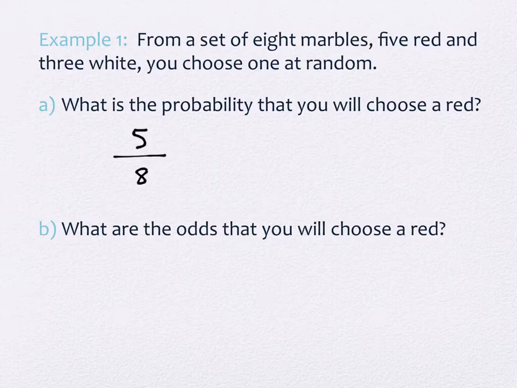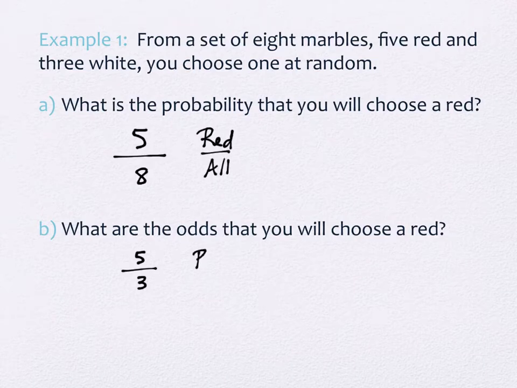Odds, which is part B, that I will draw a red, takes my 5 red, and compares it to the not red, whatever is left. And how many are not red? There are 3 not red. This is a part-to-part comparison. So this is the red compared to all, and this is the red compared to not red.